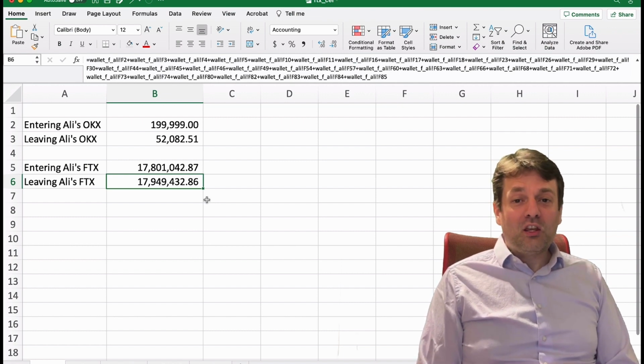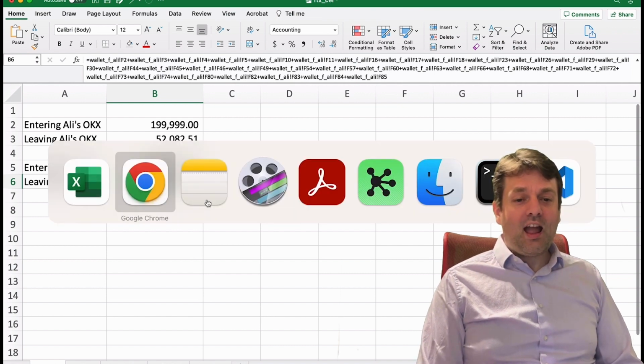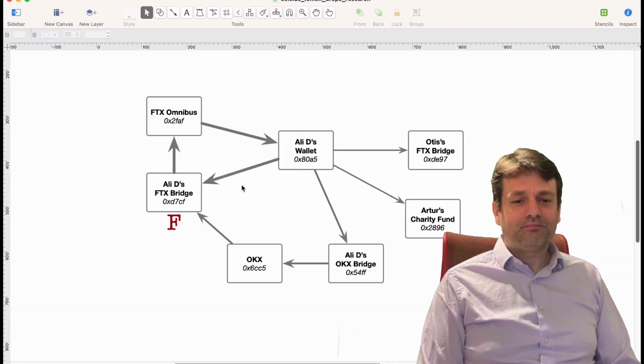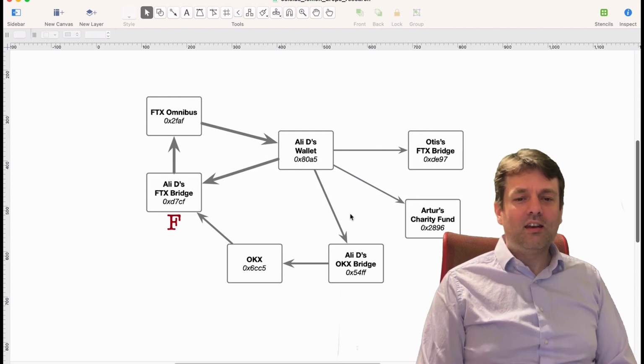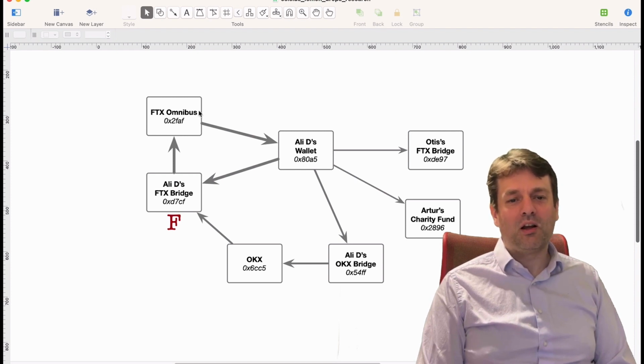Interesting to see what the UCC turns up. And another thing, we can chart the transfers here, and you can see the majority of them were from Ali's wallet into his deposit address. It was swept into the FTX omnibus and so on.